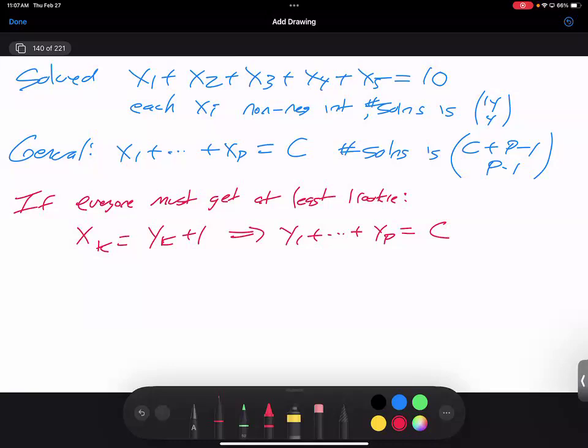C minus P. Because all the x's are one more than the y's. So if the sum of the x's is C, then the sum of the y's is C minus P. So we've reduced this to a simpler cookie problem. And so the number of solutions is C minus P plus P minus 1, choose P minus 1.